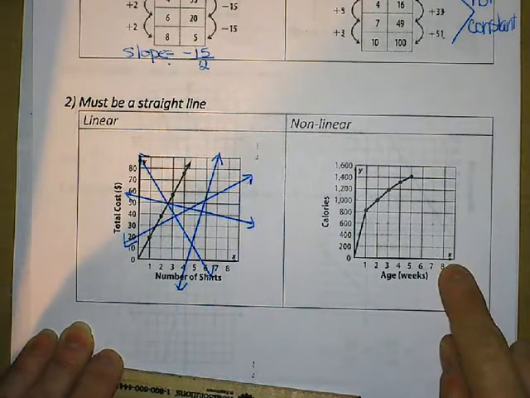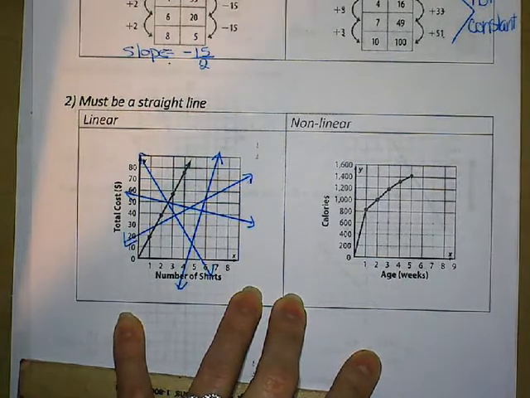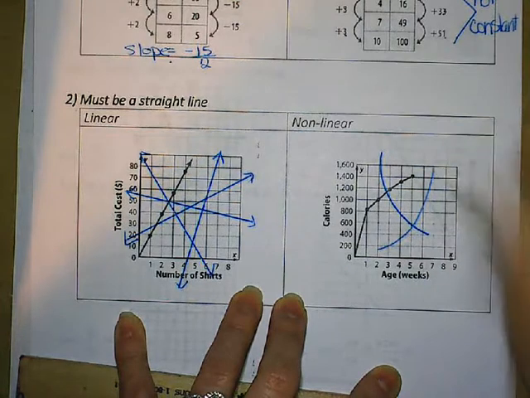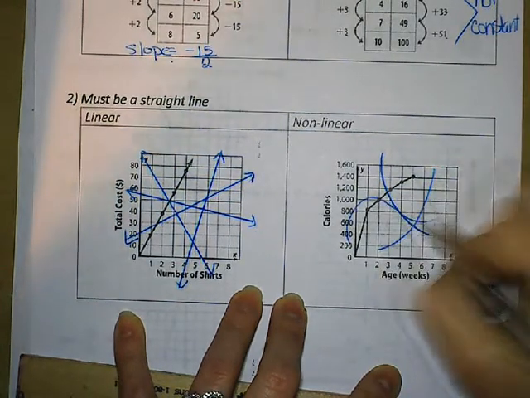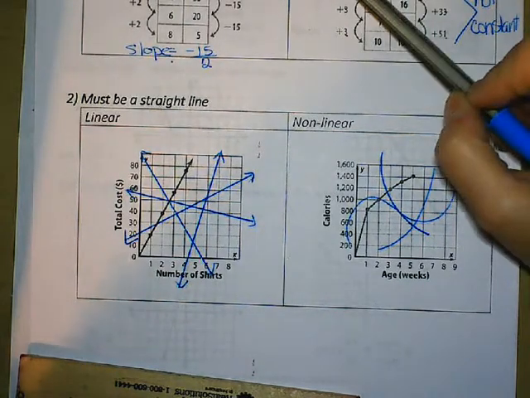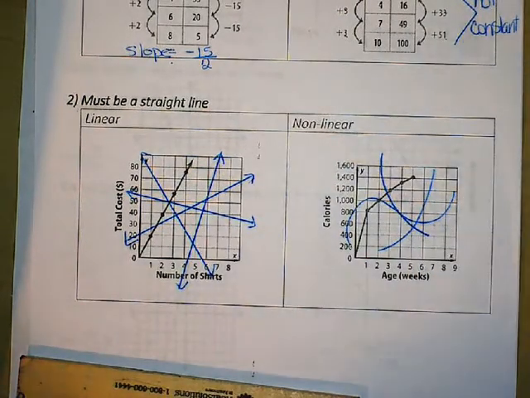Nonlinear relationships do not create straight lines. You can see the example that is given. This would be nonlinear. This would be nonlinear. That would be nonlinear. Anything that does not create a straight line is not a linear relationship. Let's review. Linear relationships must have a constant rate of change and must be a straight line. Let's take a look at a few examples on the back.